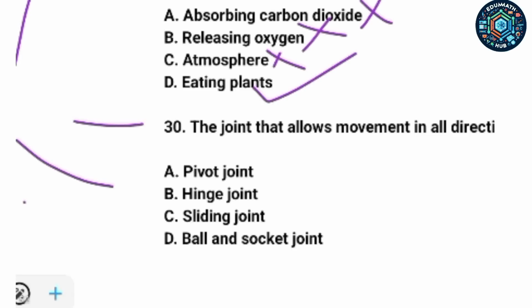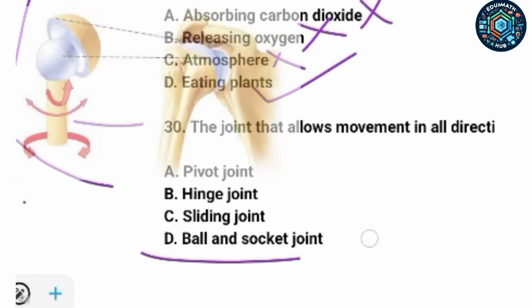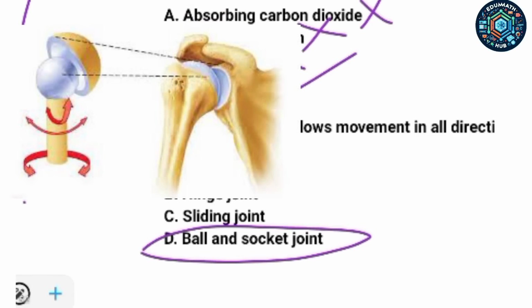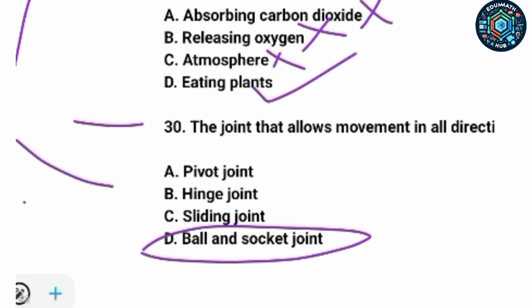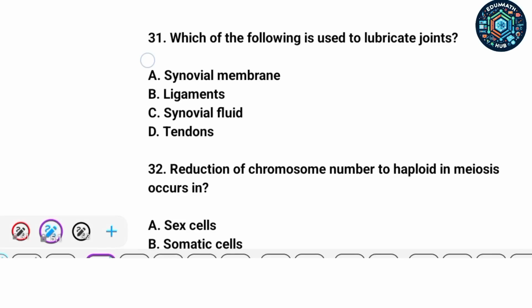The joint that allows movement in all directions is called... this one is very straightforward. The answer is ball and socket joint. That is the joint on your shoulder. It allows 360-degree movement, in all directions. So that's option D. Now for number 31, which of the following is used to lubricate joints? Now, a joint is a point where two or more bones meet. The next thing to do is check the options that are given to you.